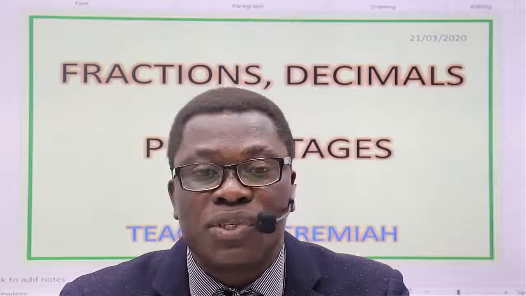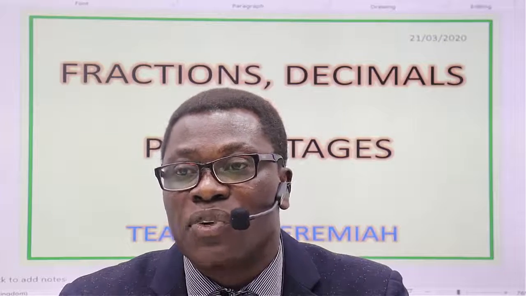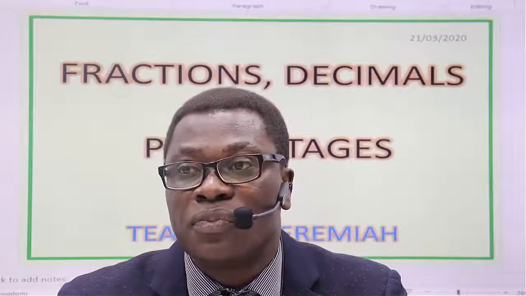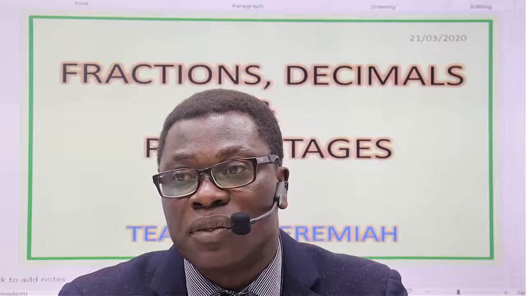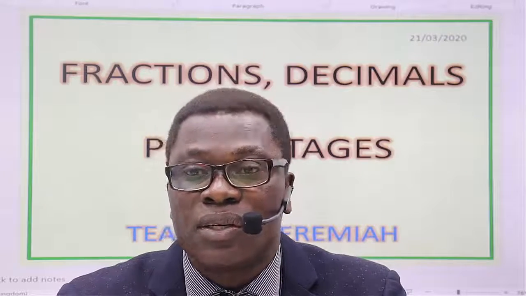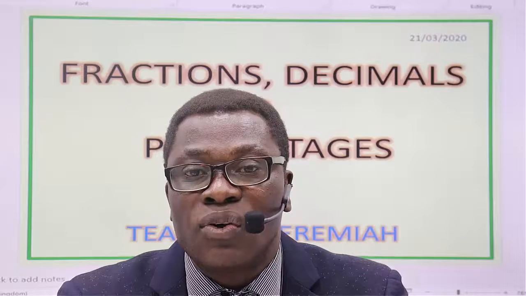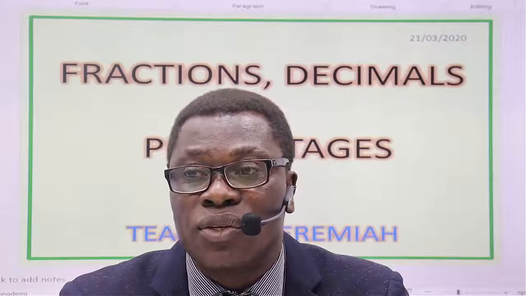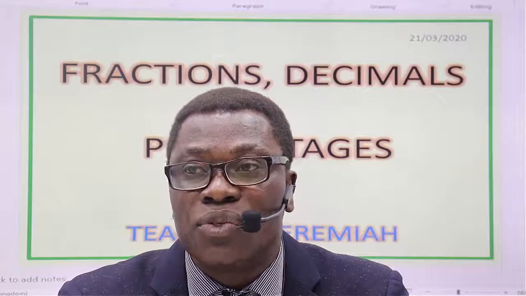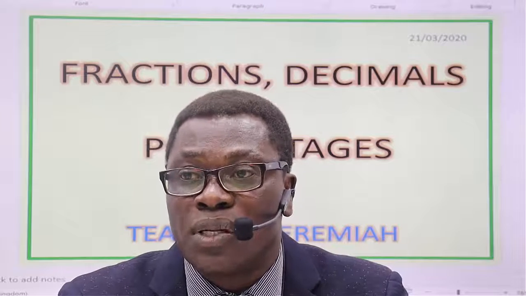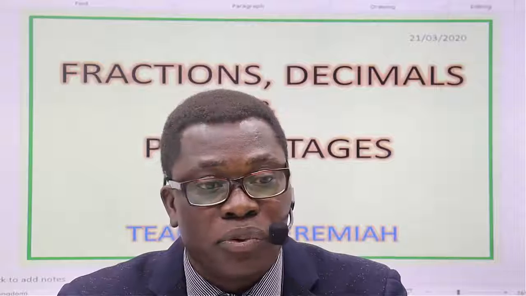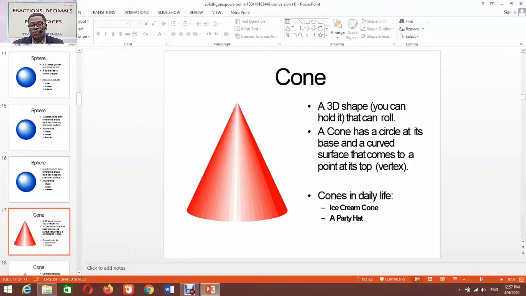Now, let's come to cone. The shape on this screen is a cone. A cone is a 3D shape, meaning you can hold it, that can roll. A cone has a circle at its base and a curved surface that comes to a point at its top, meaning a vertex. And cones in our daily life look like an ice cream. It also looks like a party hat.